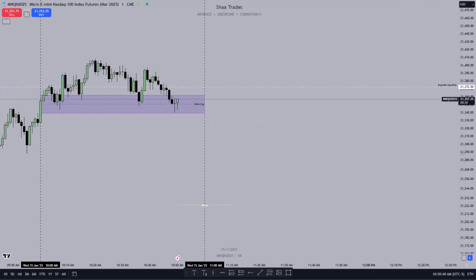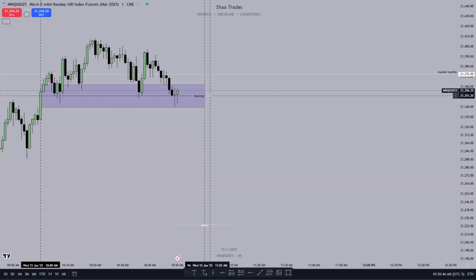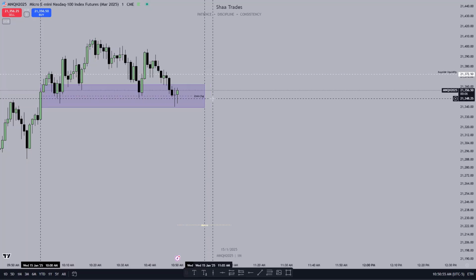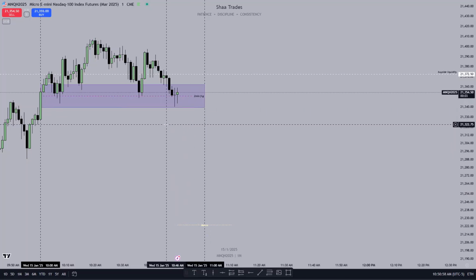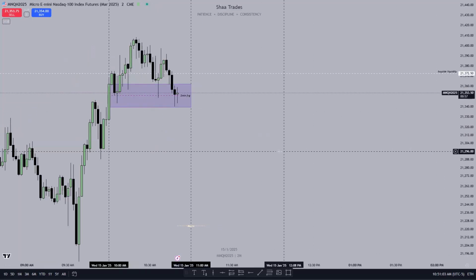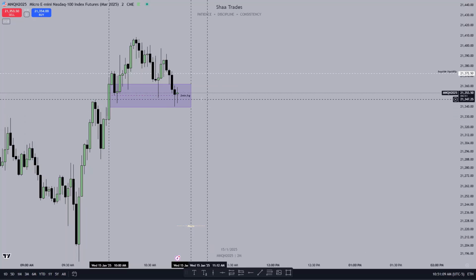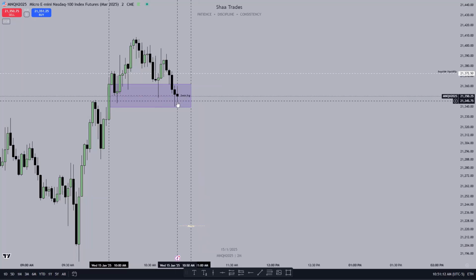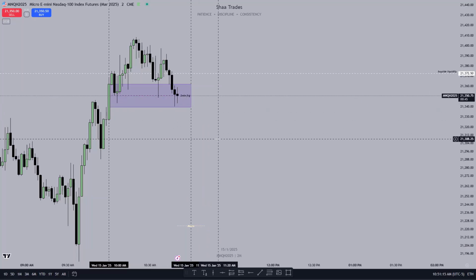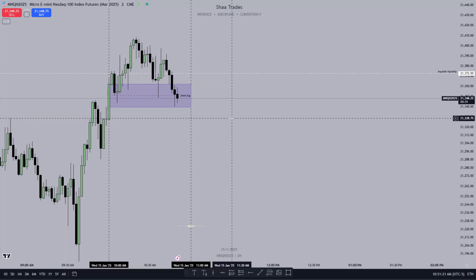Okay, just looking at price here. Yeah, price is closing above the consequent encroachment of this fair value gap here. So we want to see at least a body close down here in this half, and then we will look for a short setup going lower.